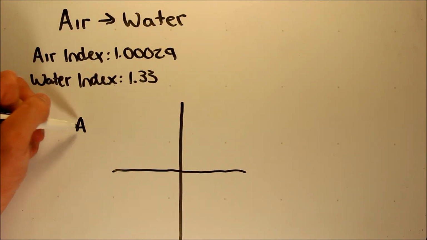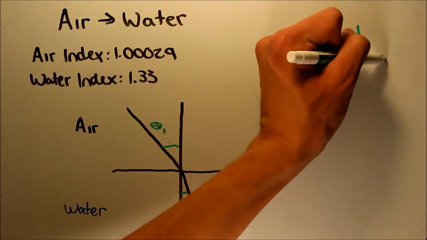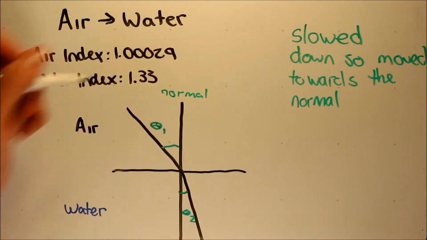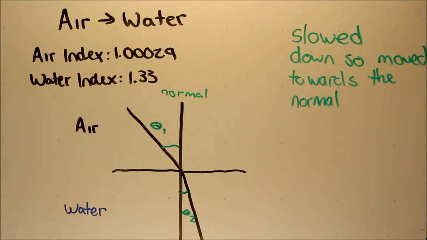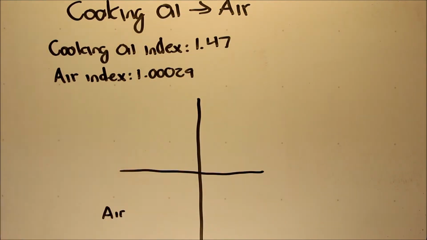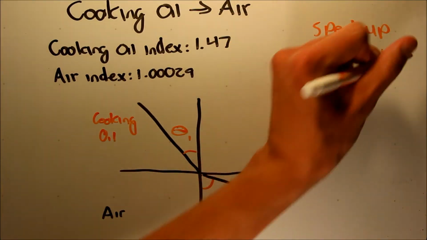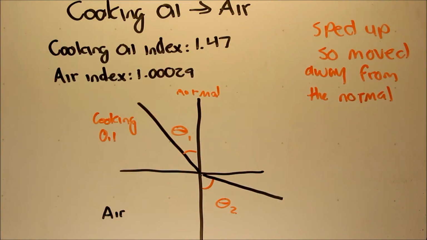Let's do an example of this, air meeting water. Air has a lower index than water, so when light coming from air meets the water, it will bend towards the normal because it slowed down. In this example, cooking oil is meeting air. Because cooking oil has a higher index of refraction than air, the light coming from the cooking oil will speed up when it hits the air, in turn moving away from the normal.